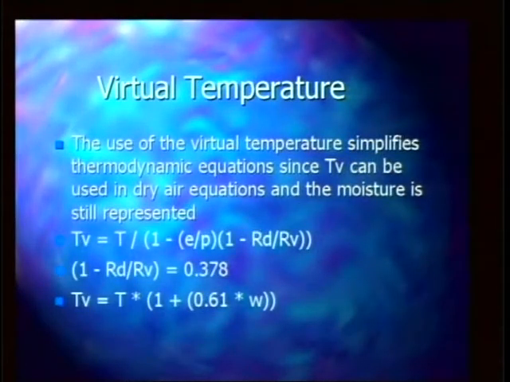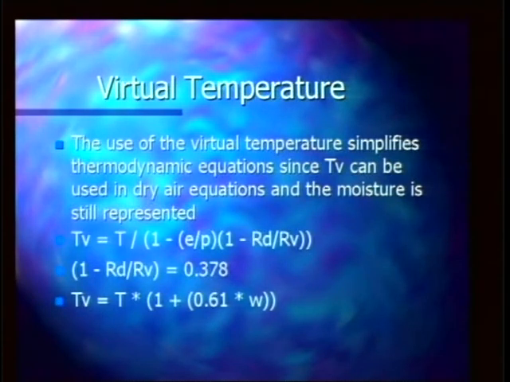The use of the virtual temperature simplifies thermodynamic equations, since the virtual temperature can be used in dry air equations and the moisture is still represented in the air. And there are equations for the virtual temperature. We'll look at the one on the bottom. The virtual temperature is equal to the temperature times 1 plus 0.61 times the mixing ratio.